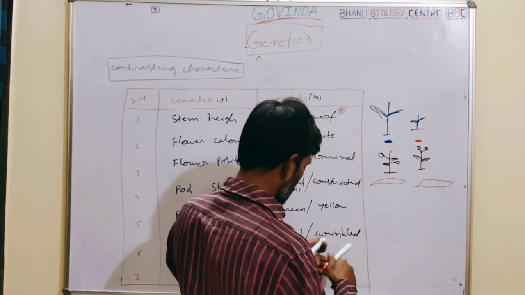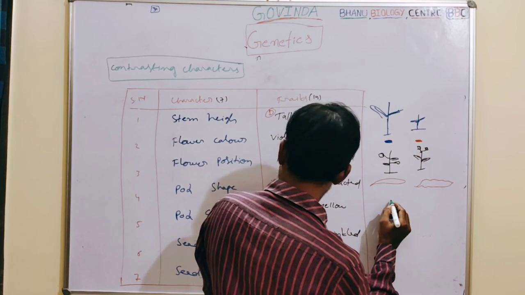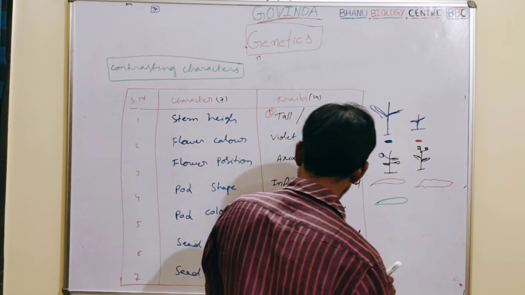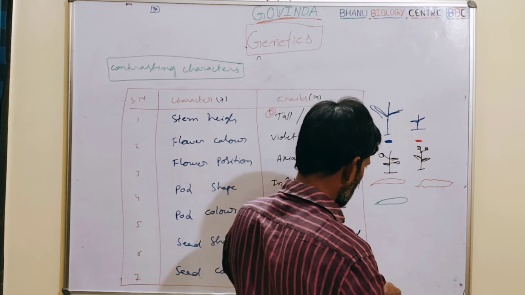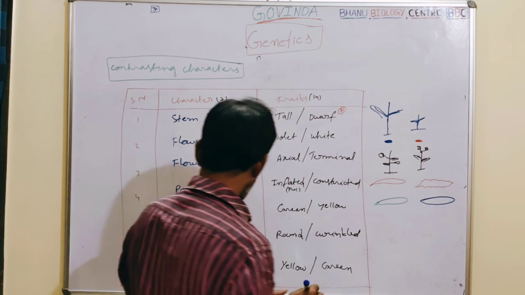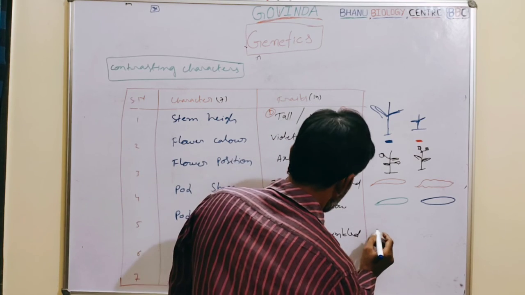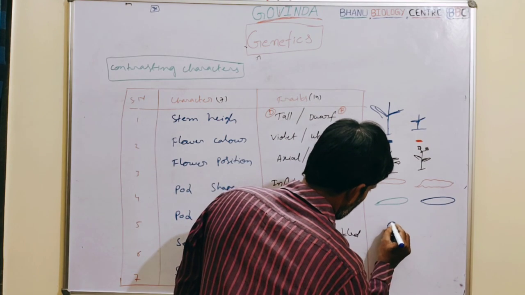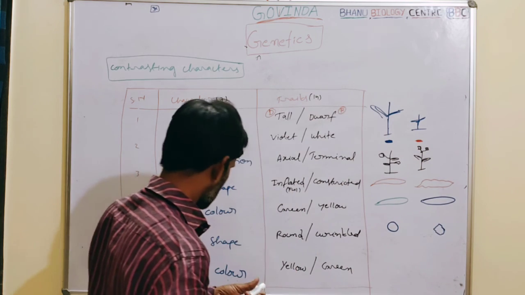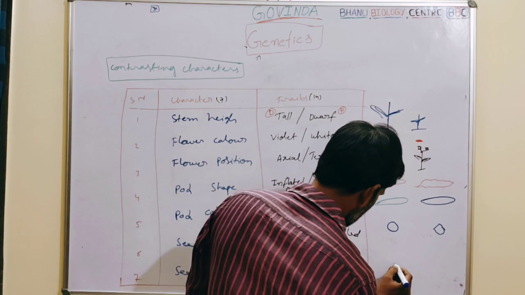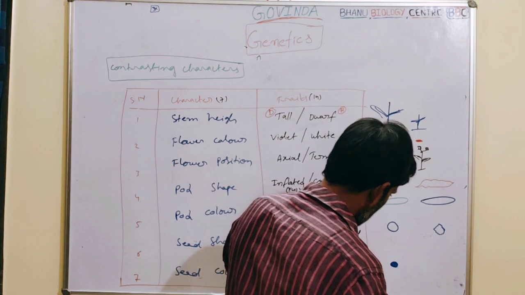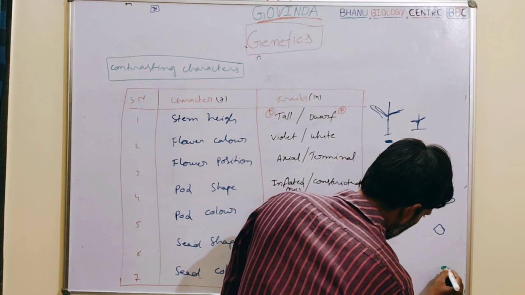Then green color, pod color is green. Then also yellow color. Then seed shape, round. Some seeds are wrinkled. Seed color yellow. Some seeds are green.